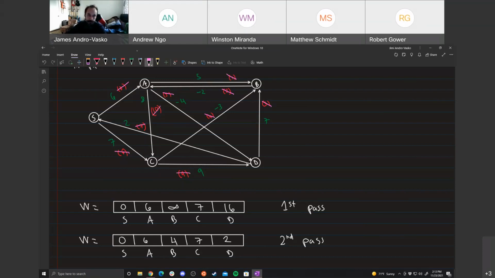So after our second pass, this is going to be our result. And really, the order in which we actually looked at edges in our for each loop is going to determine the runtime. So that's going to be our second pass.